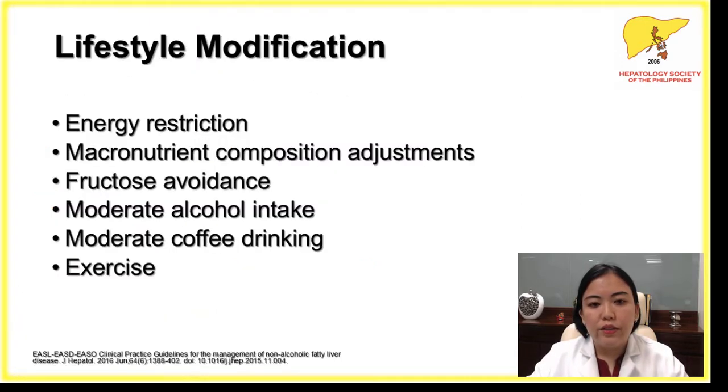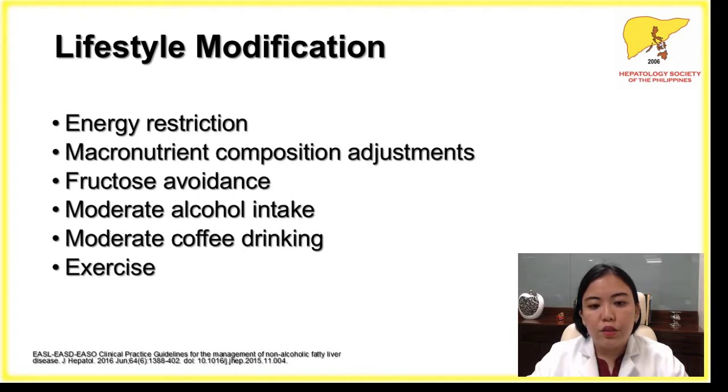Treatment begins with lifestyle modification. Lifestyle correction is mandatory in all patients. A goal for weight loss of at least 7 to 10% of current body weight is advised. This can be accomplished with individualized recommendations on calorie restriction, with a daily 500 to 1,000 calorie deficit until weight goal is achieved.